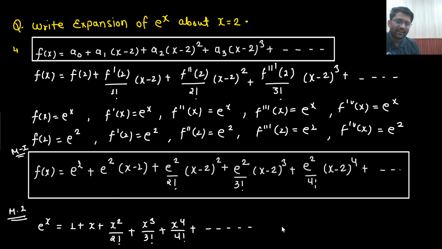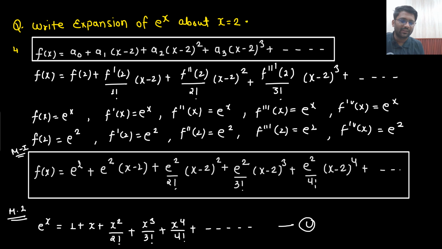In this equation, let's call it equation 1. I remember this equation: e to the power x could be written as 1 plus x plus x square by 2 factorial plus x cube by 3 factorial. But according to me, I need this expansion such that in place of x I require x minus 2. So let's do it. In place of x, what are you putting? x minus 2. 1 as it is. In place of x, what are you putting? x minus 2.